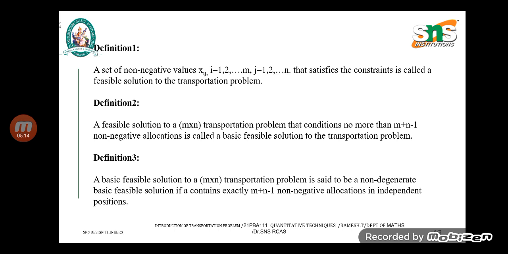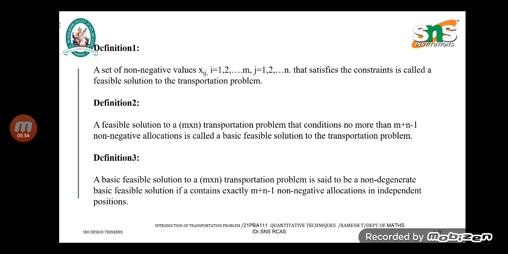Next one. A feasible solution to an m by n transportation problem that contains no more than m plus n minus 1 non-negative allocations is called a basic feasible solution to the transportation problem. Here, m is the number of rows and n is the number of columns. Then the transportation problem has a basic feasible solution.